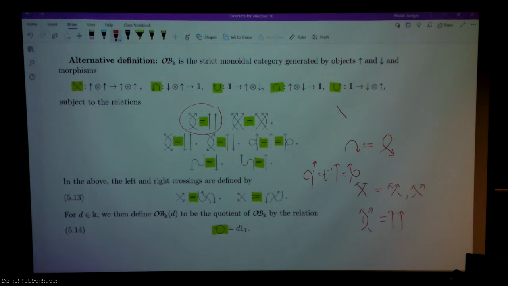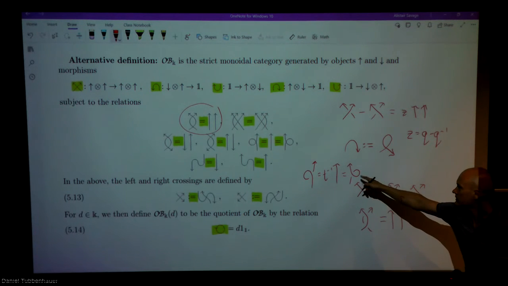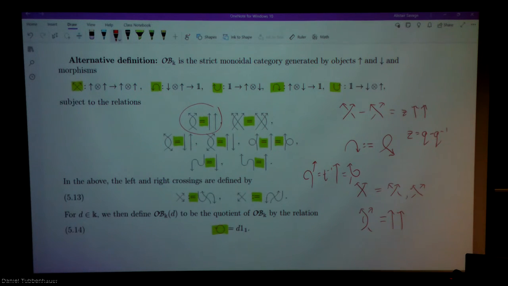And then you've got another parameter, which is that over crossing minus under crossing is Z times the identity. Sometimes that Z is written as Q minus Q inverse. So if you take Z to be 0 or Q to be 1, then these crossings become equal, right? And then you take T equal 1 so that these become that curl relation, and then it collapses to the oriented Brauer category.